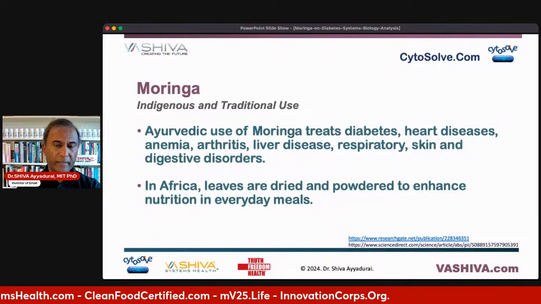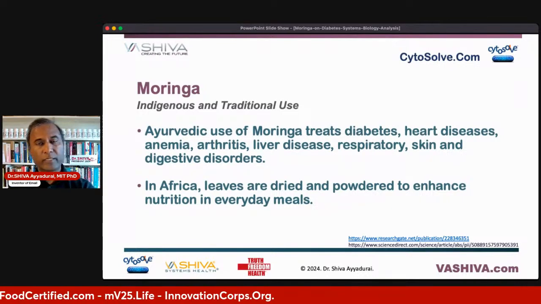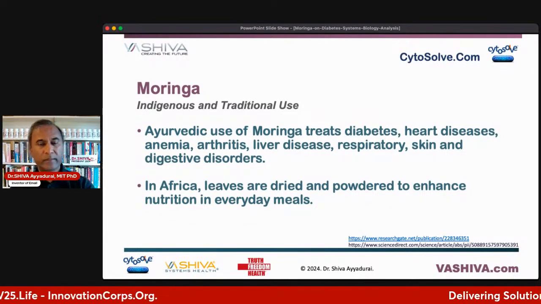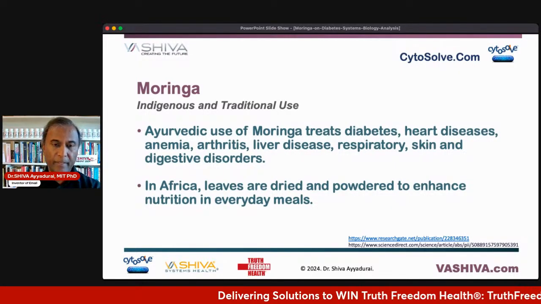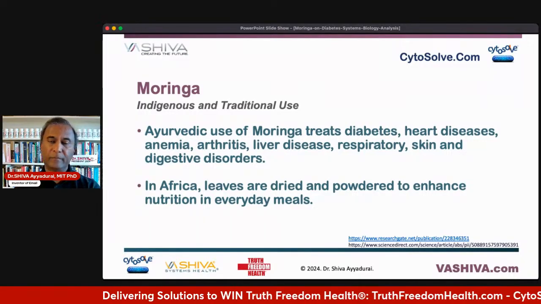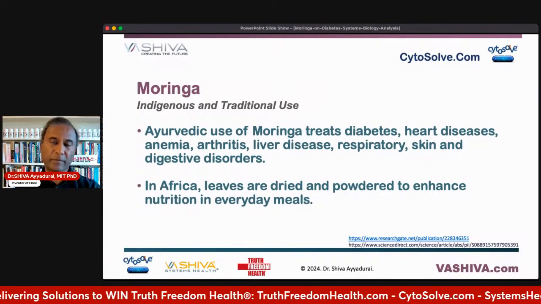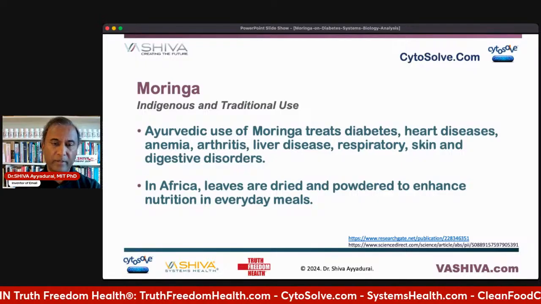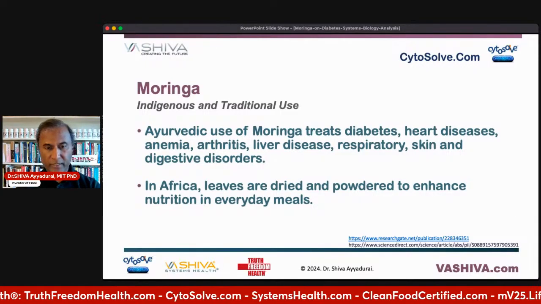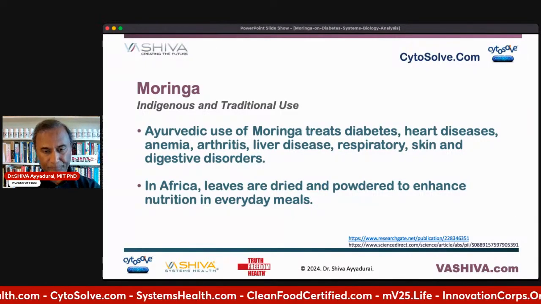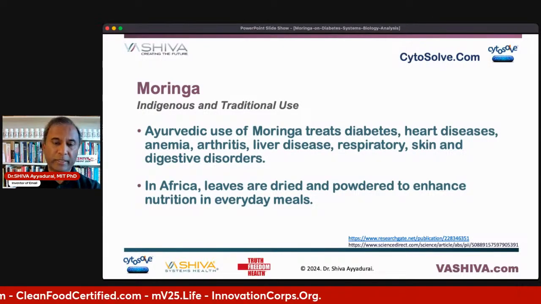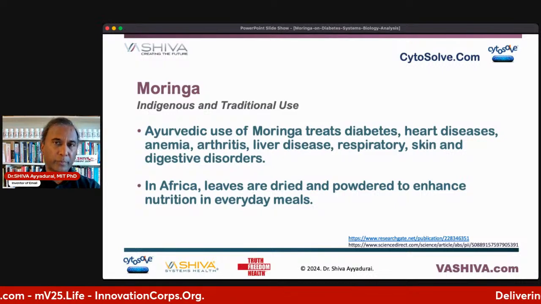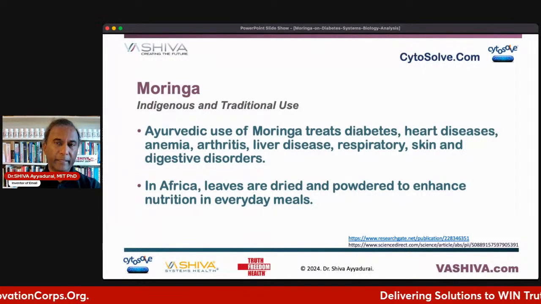Now, Ayurveda uses Moringa to treat diabetes. Ayurveda is one of the oldest systems of medicine in the world, Siddha being the oldest. But Ayurveda and Siddha have documented use of Moringa for diabetes, heart disease, anemia, arthritis, liver disease, respiratory, skin, and digestive disorders. Now, in Africa, the leaves were dried and powdered to enhance nutrition in everyday meals. If you look at the nutritional profile of the leaves, they're literally like a vitamin supplement for men and women.